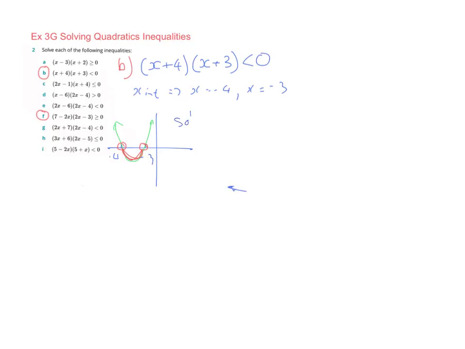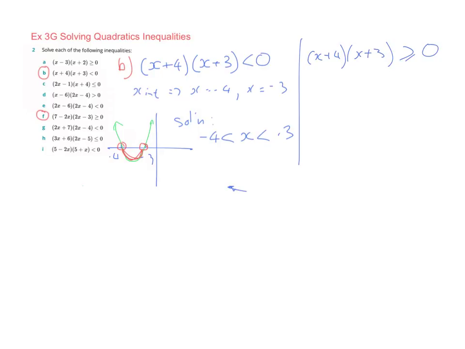So how do I write that? My solution is simply written as -4 < x < -3. So this is my solution. It's telling me that x is in between -4 and -3. Now, before I go on to the next one, if I have (x + 4)(x + 3) this time greater than or equal to 0.